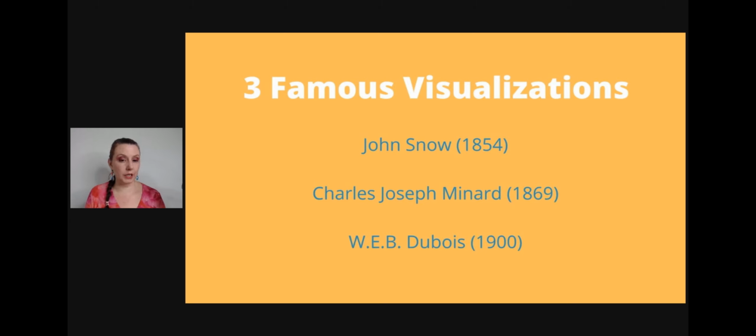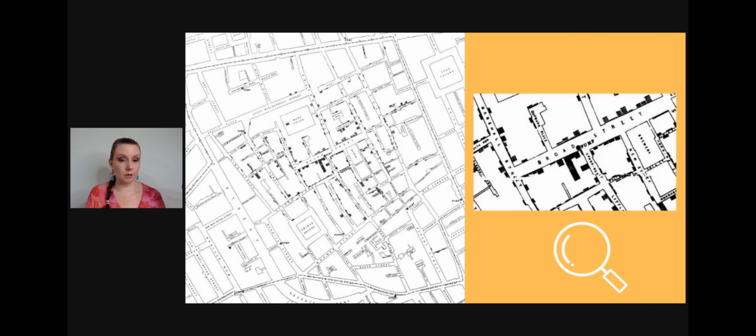But these people really started their process of data visualization because they had a story they wanted to tell, and they took pen to paper to tell it in visual ways that were very efficient. And so Jon Snow was looking at the cholera outbreak in London. And so he mapped the area.